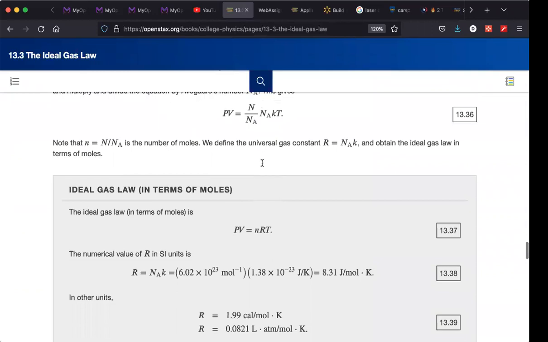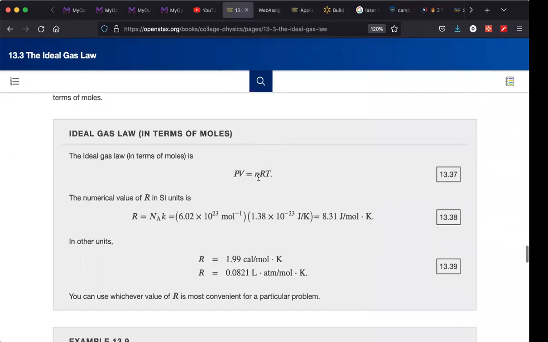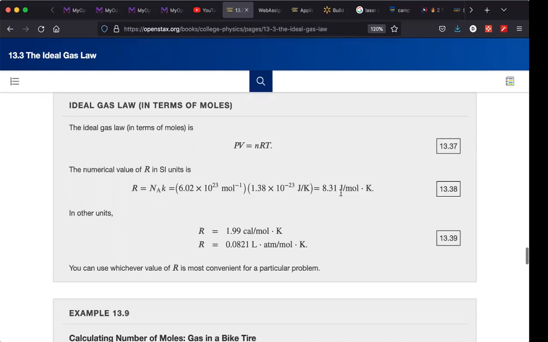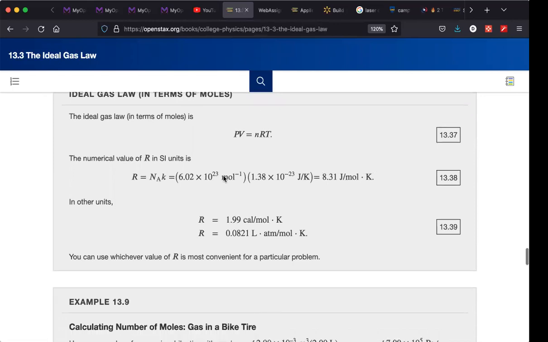PV equals little n times R times T, where R is called the gas constant and n is number of moles. So if n is equal to 1, then your big N would be equal to 6.02 times 10 to the 23rd. So little n is a smaller number now, but it's a number of moles. It's not a number of molecules. A mole is a huge number of molecules. So R turns out to be a much different number. So it's just a different version of the ideal gas law.